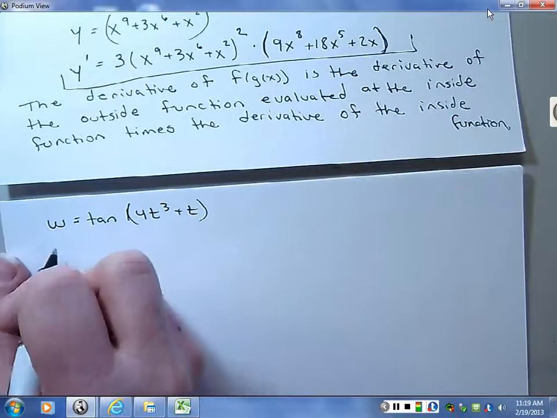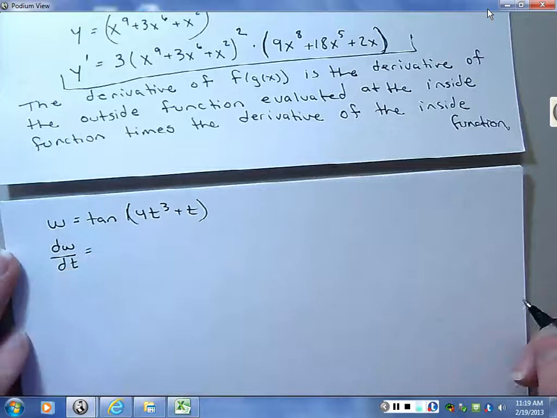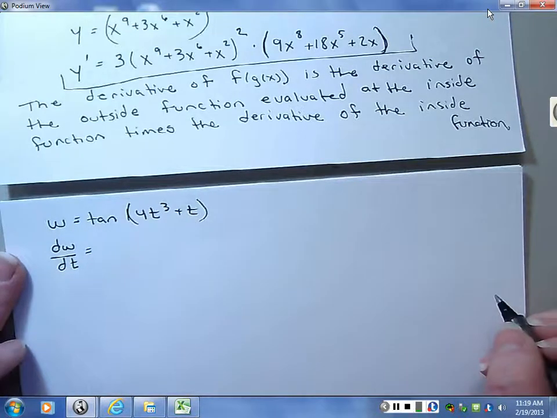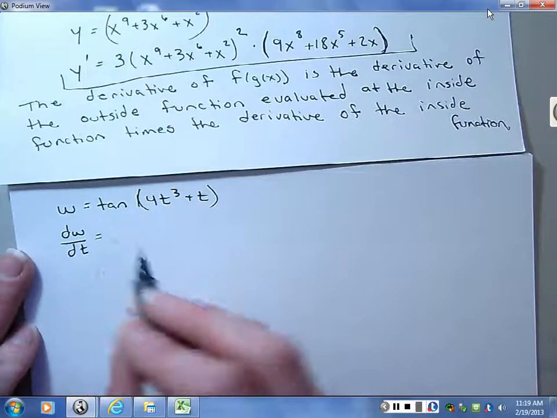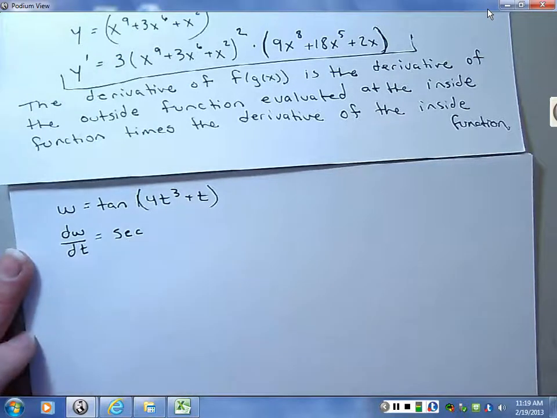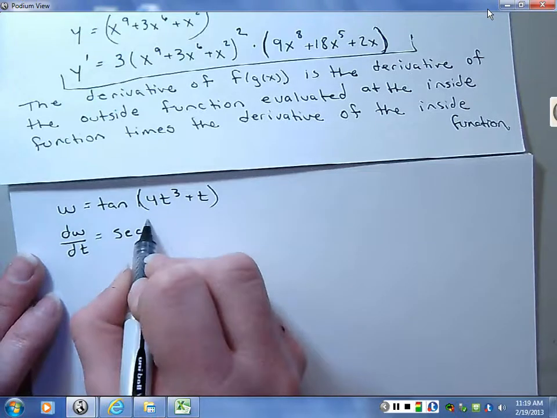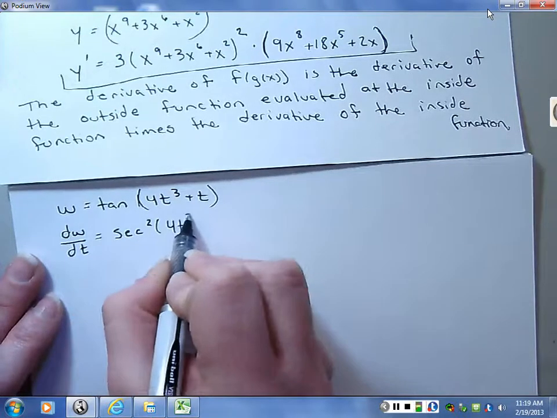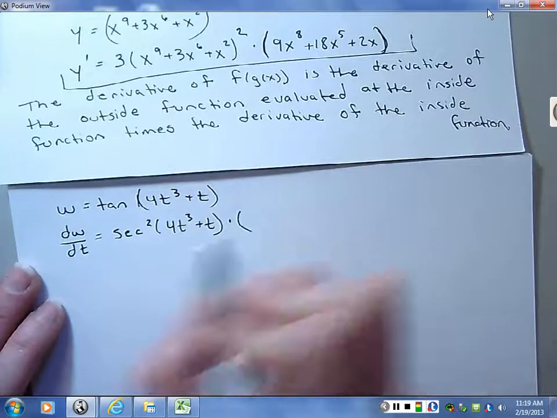So if I was to find the derivative of w with respect to t, what is the derivative of tangent? Secant squared. The derivative of tangent x would be secant squared x. But the derivative of tangent of 4x cubed plus t would be secant squared of 4x cubed plus t. Derivative of the outside evaluated at the inside, times what's the derivative of the inside?